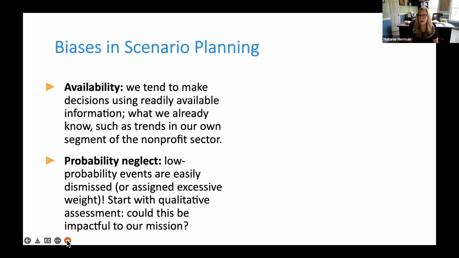Another bias is probability neglect. This one came to the forefront with respect to the pandemic. Low probability events are easily dismissed or assigned excessive weight. Start with a qualitative assessment. Could this be impactful to our mission, right? Rather than dismiss something that is so unlikely to happen because of the fact that it's unlikely.